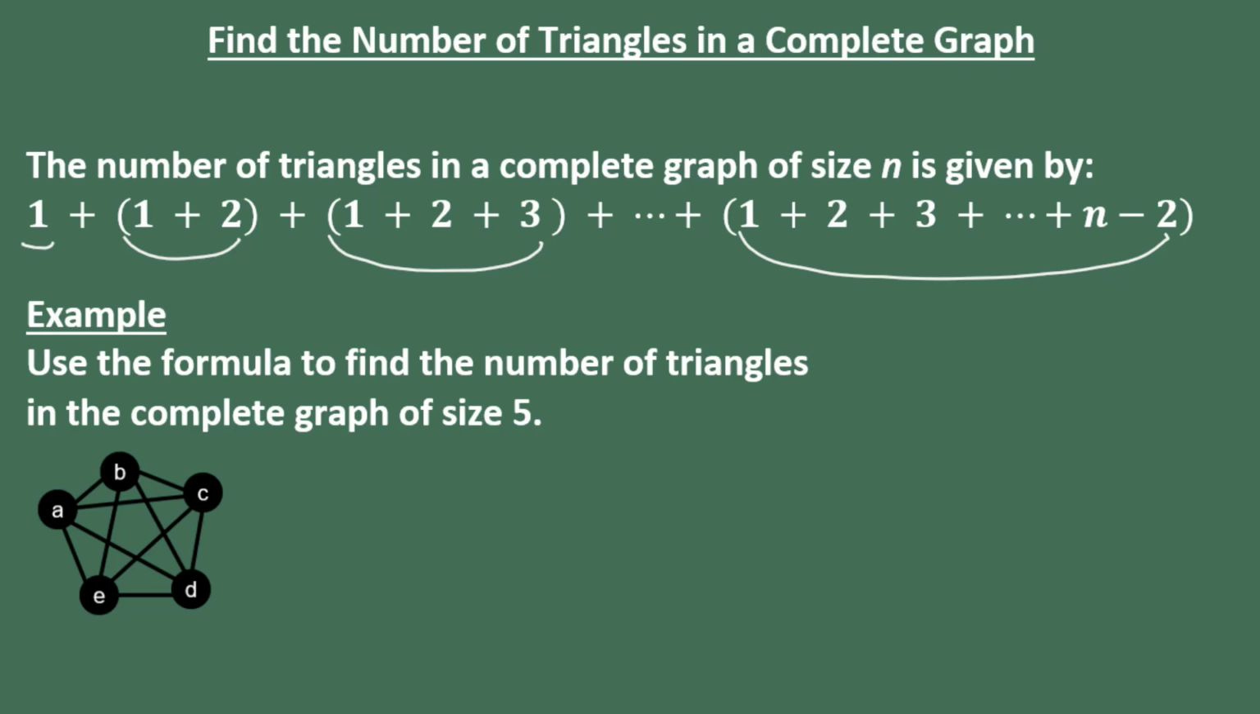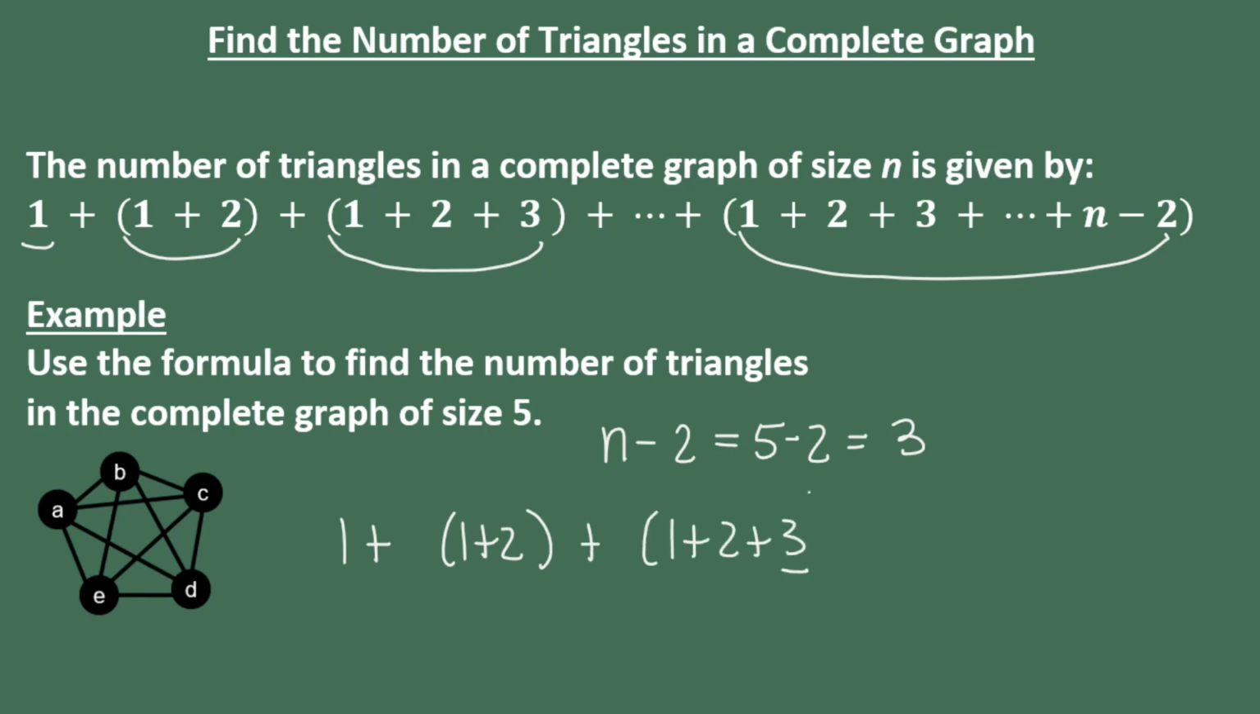For example, to find the number of triangles in our complete graph of size 5, we're going to follow this pattern up to n minus 2, which would be 5 minus 2, which is going to be 3. So we would add 1 plus 1 plus 2 plus 1 plus 2 plus 3. And we stop there. We stop at the sum from 1 to 3. This is going to be 1 plus 3 plus 6, which is equal to 10.